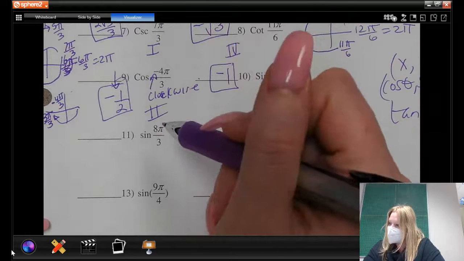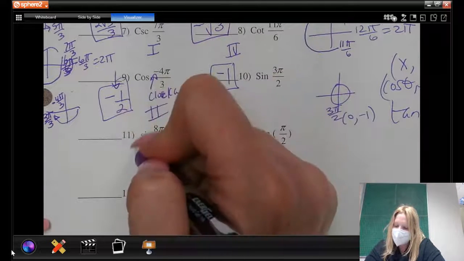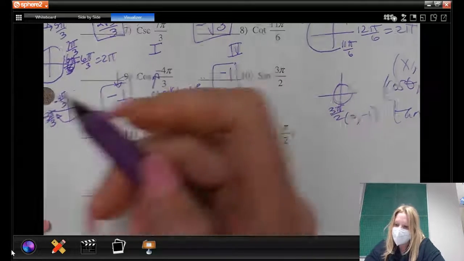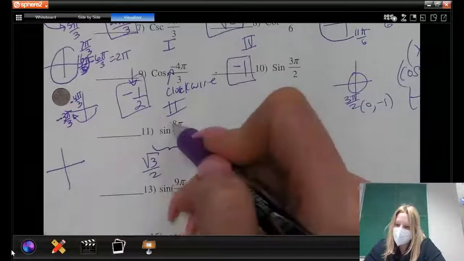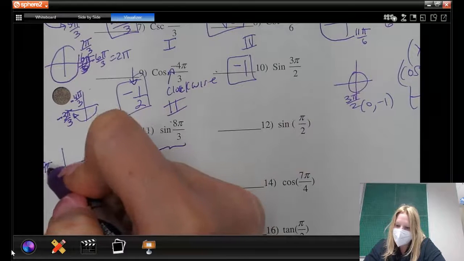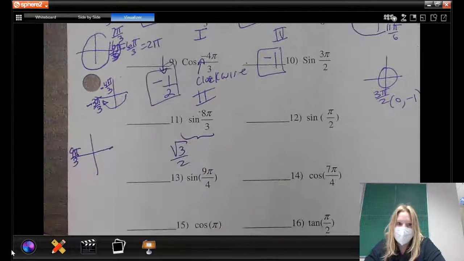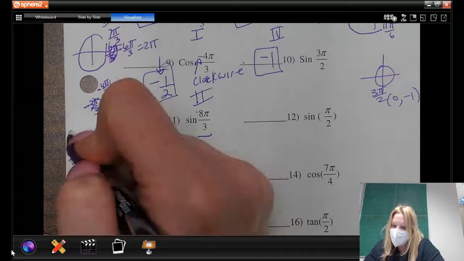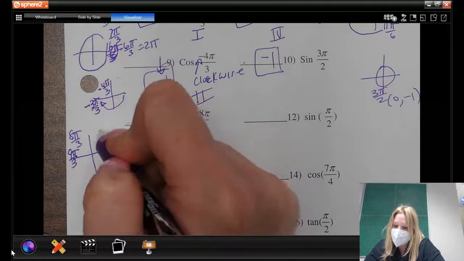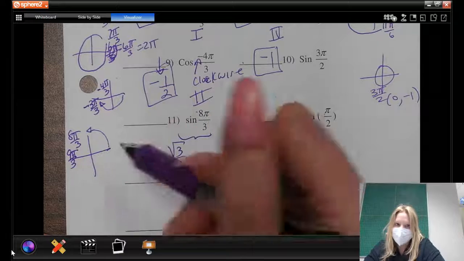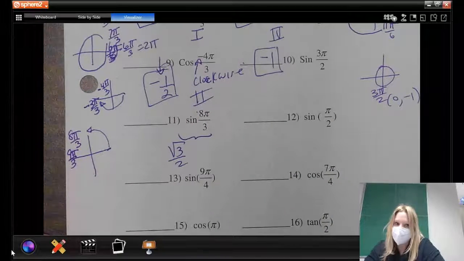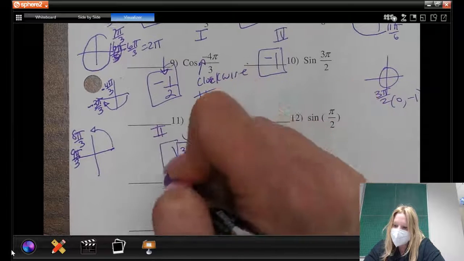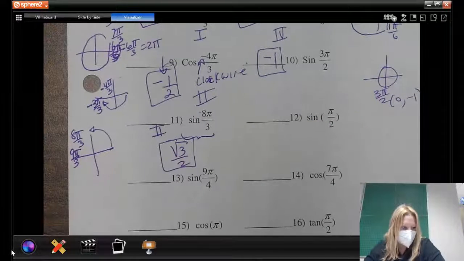Sine of pi over 3 is, and again, I'm going to put this down here, radical 3 over 2. 8 pi over 3, we would think 9 pi over 3 is there at 3 pi. So 9 pi over 3 is 3 pi, so it goes over on the left. 8 pi over 3, since we're going counterclockwise, is before 9 pi over 3, which means quadrant 2. If I'm in quadrant 2, sine is positive in quadrant 2.